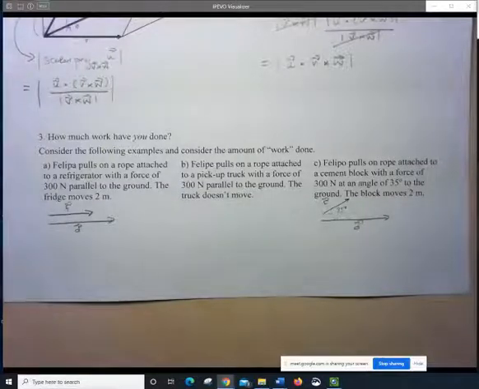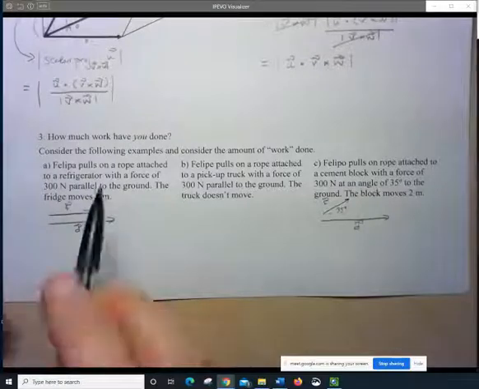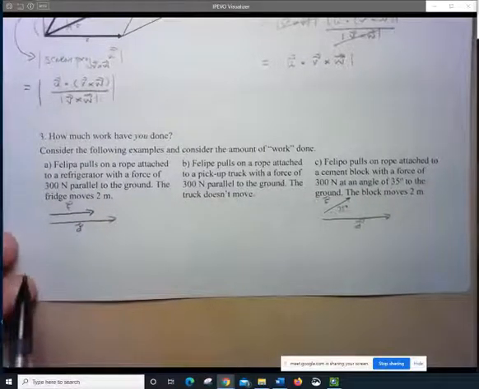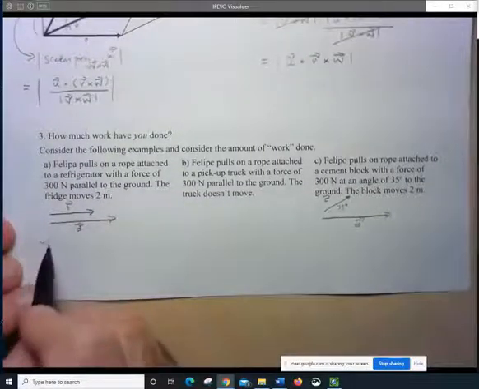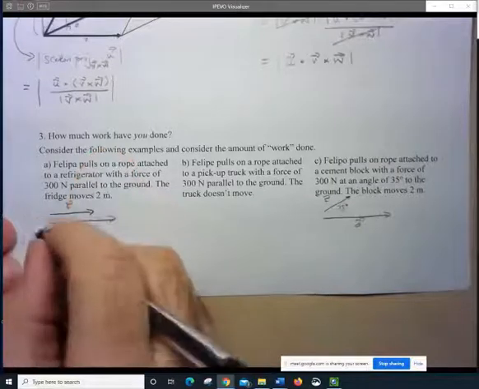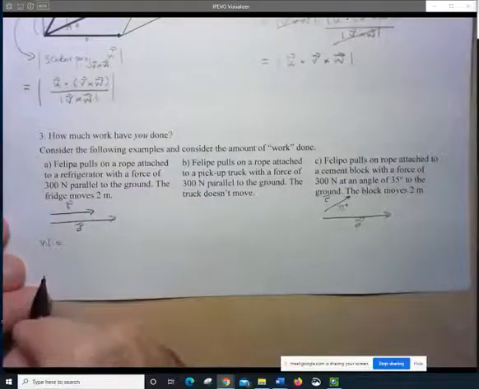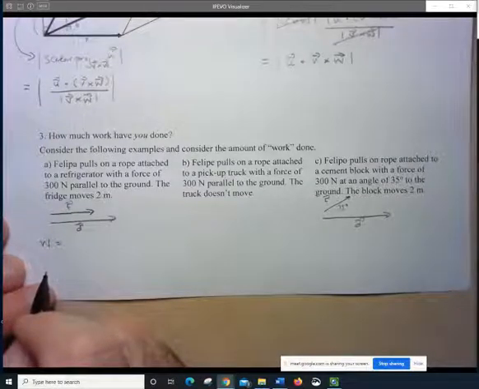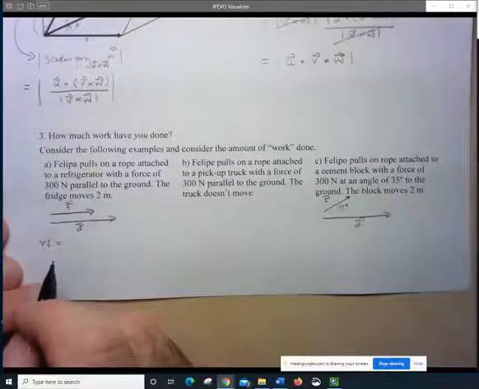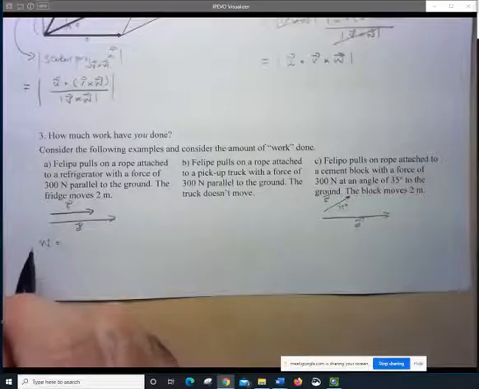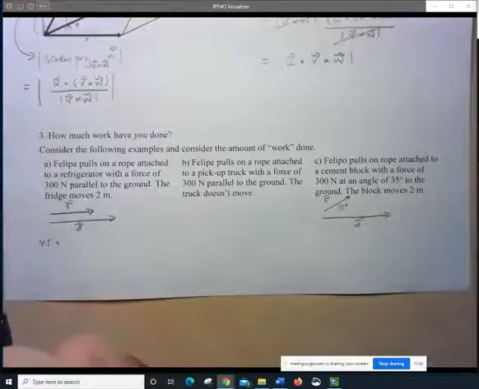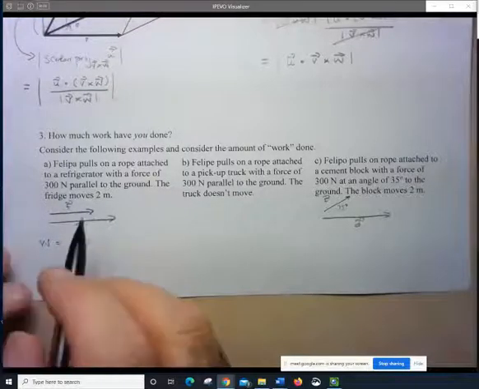So who's going to tell me which one did more work? Okay. Well, let's take a look. So if we take a look at these two here, what is the force in the direction of motion? Well, this is great. We got lots of different answers here. Okay, so the force in the direction of motion.